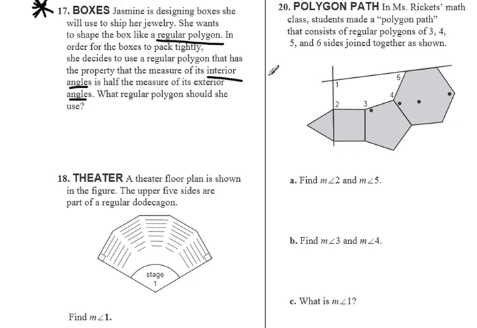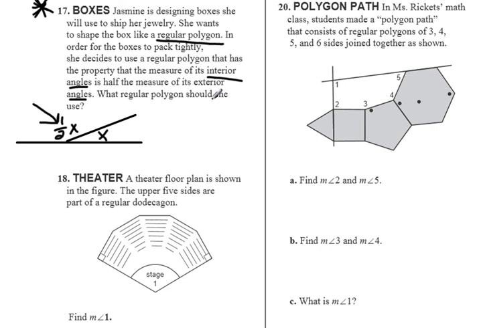Okay, well, here's how we're going to start. What do you know about the interior angle and the exterior angle of a regular polygon? Well, the interior angle and the exterior angle of a regular polygon are supplementary because they form a linear pair. Now it says the measure of its interior angle is half the measure of its exterior angle. So let's call the exterior angle x and the interior angle 1/2 of x.